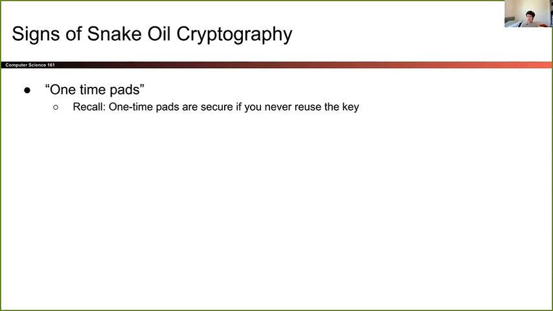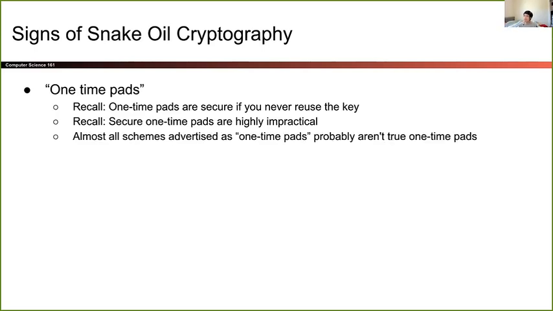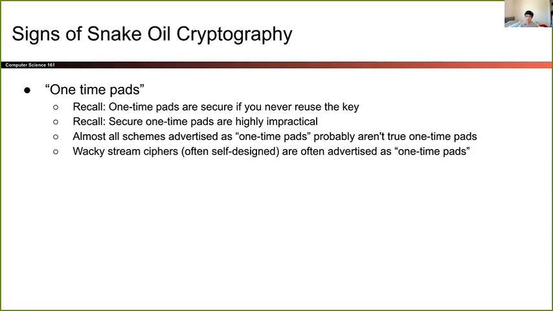One-time pads are secure if you never reuse the key, but if you never reuse the key, it's super impractical, because now the size of your key is the size of your message. So if people are saying one-time pad, what they're almost definitely saying is stream ciphers. Remember that stream ciphers take some fixed length key, and then they generate a really long string of random looking bits using a PRNG. And then they XOR that with the plaintext, and that's also secure.